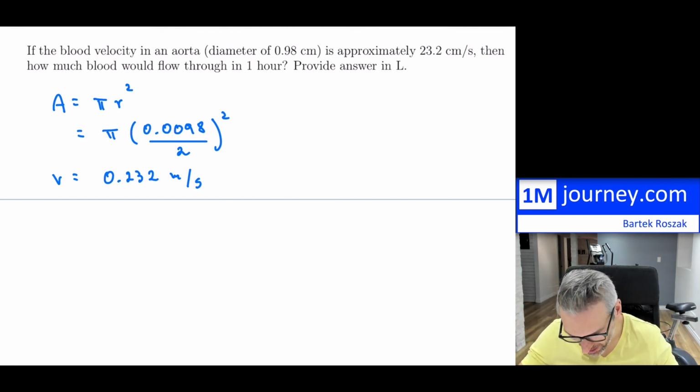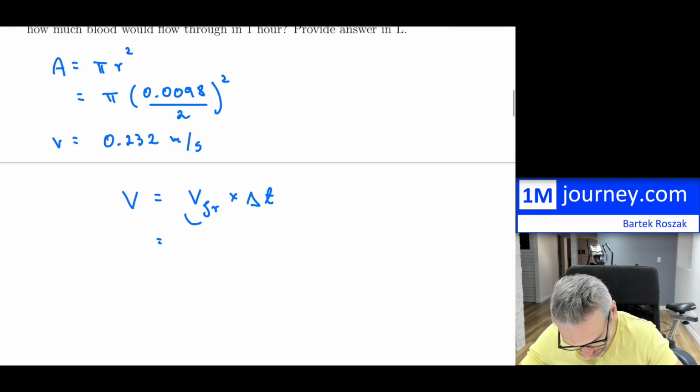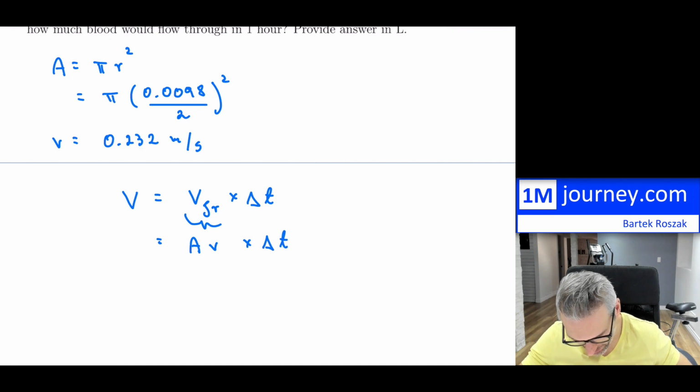Okay, then how much blood would flow through in 1 hour? Well, if you want the total volume that has flowed, then this is going to be the volume flow rate multiplied by the actual time that passes you by. So the volume flow rate, well, that's going to be the area times the speed, and then times whatever time we have in here.